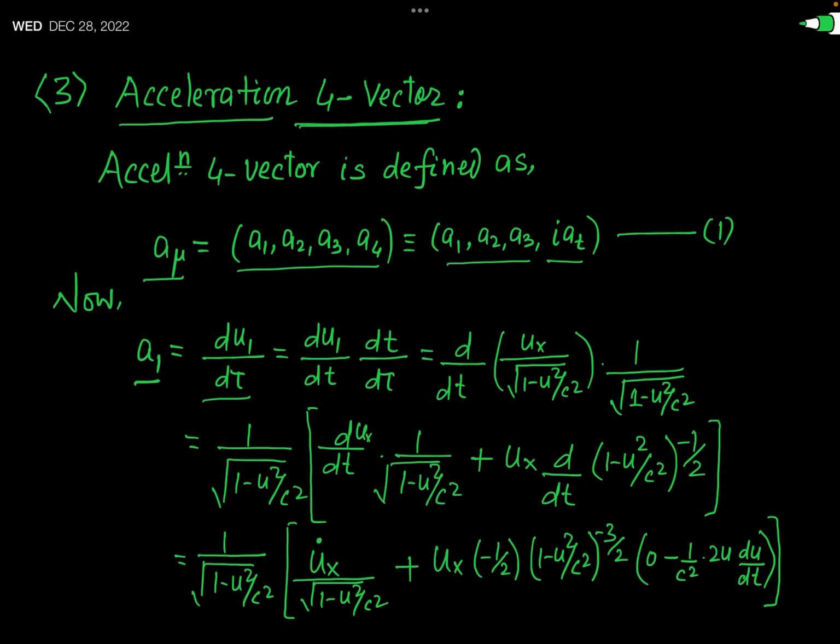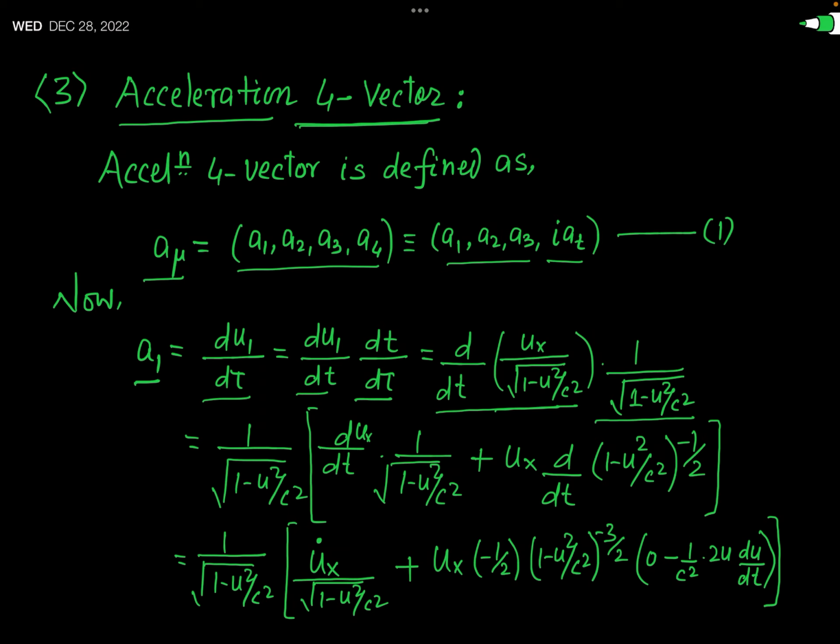And this can be written as du1 by dt times dt by d tau. Okay. Now, you have seen that this u1 is equal to what? This is ux divided by root over 1 minus u square by c square. So instead of du1 by dt, we write d by dt of ux by root over 1 minus u square by c square. And you have seen that this dt by d tau is equal to 1 over root over 1 minus u square by c square.